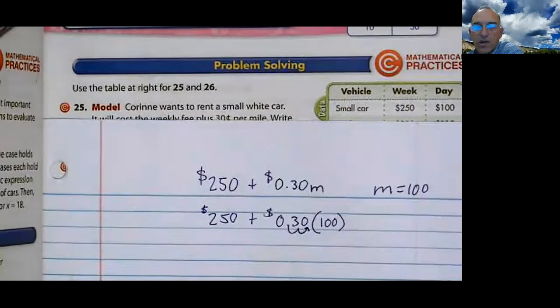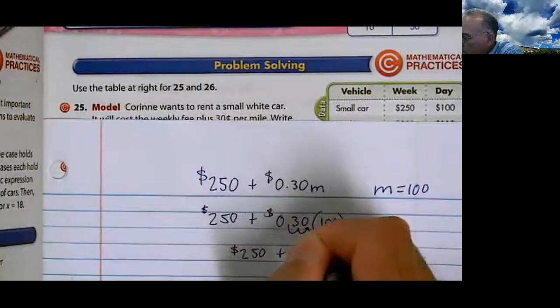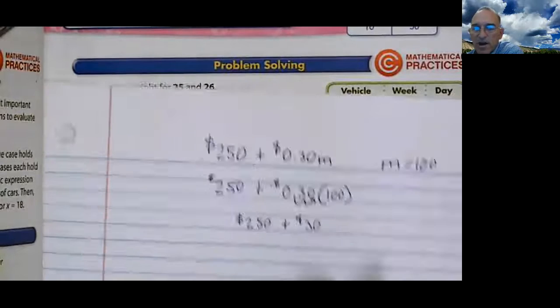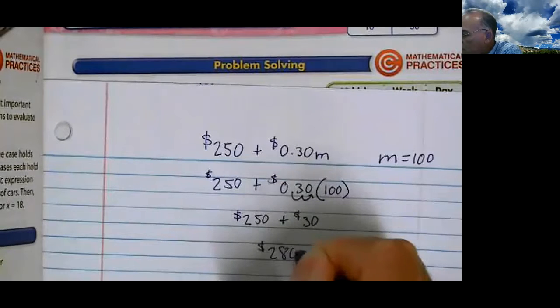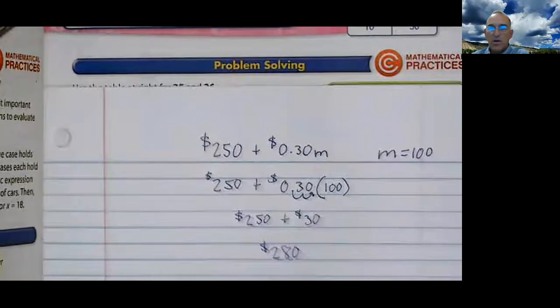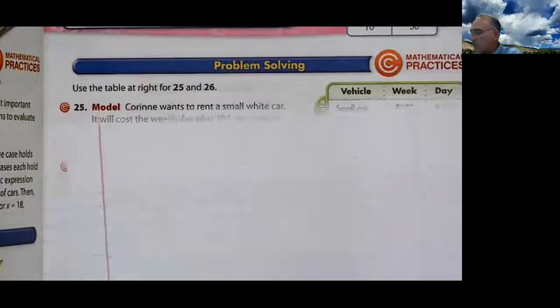That is now $30, correct? So you have $250 plus $30, because how far you drive. This now equals a total of $280 that Corinne will pay to rent the car. I want to do another one. Ready? Let's do number 26.